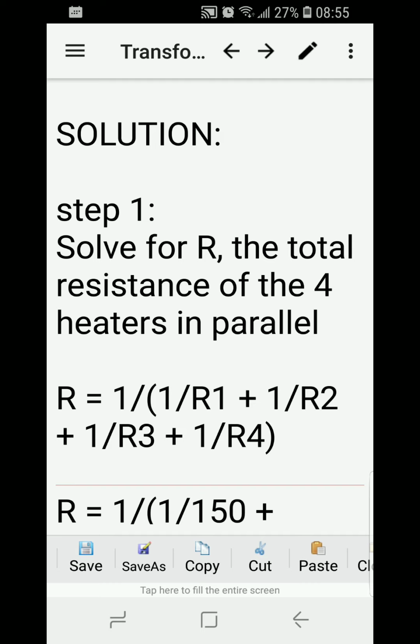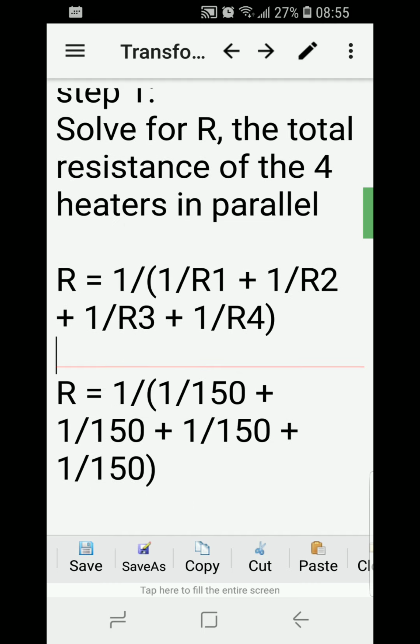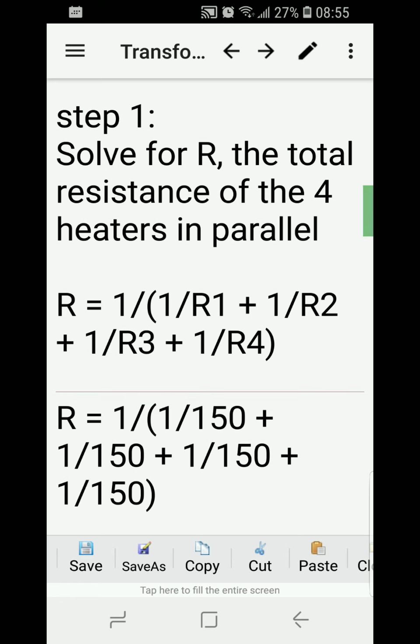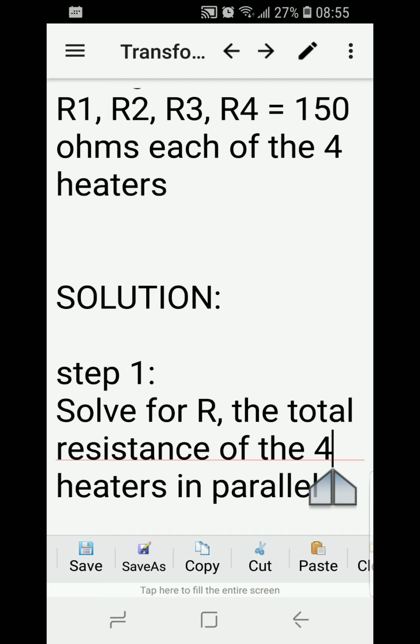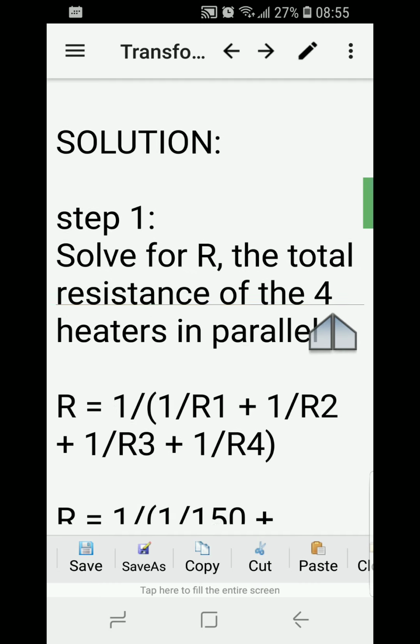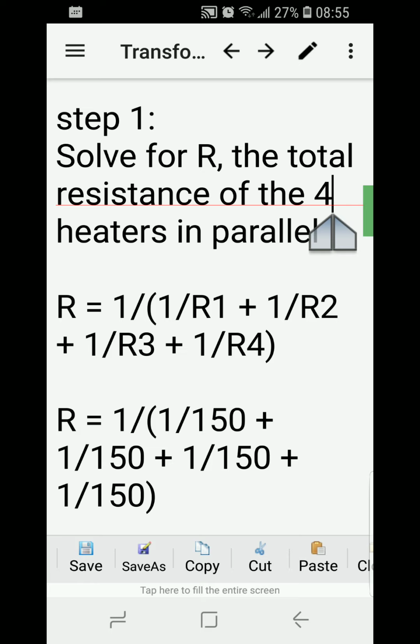So the formula for the total resistance of resistors connected in parallel is R equals 1 over the quantity of 1 over R1 plus 1 over R2 plus 1 over R3 plus 1 over R4. So we substitute our R1, R2, R3, R4 right there, each of them 150 ohms.